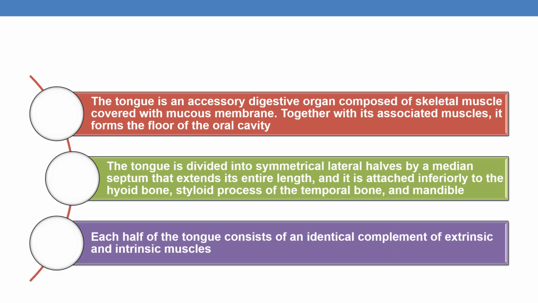Now coming to next part, that is tongue. Tongue is an accessory digestive organ composed of skeletal muscle covered by mucous membrane. Together with its associated muscles, it forms the floor of the oral cavity. Roof of the oral cavity is formed by palate, whereas floor of the oral cavity is formed by tongue. And the lateral walls of the oral cavity are formed by cheeks.